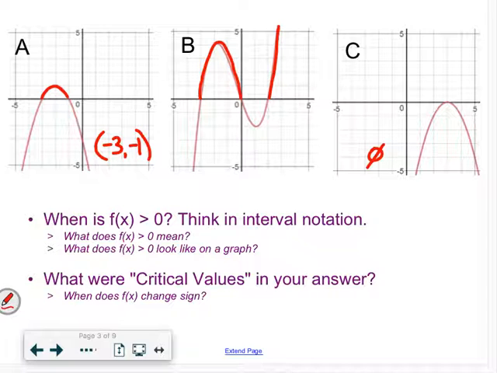Okay. And then if we did part B, notice if it's a polynomial and it's turning multiple times, it could be more than one interval, right? So we would name one interval -3 to 0, and then if you want to do union, the other interval would be 2 to infinity. That's when y is greater than 0. So what were these numbers in the interval? -3, -1, -3, 0, 2. How are they special to the polynomial? They are what?